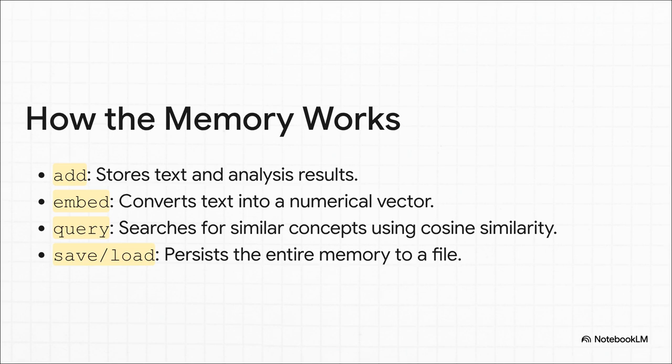So how does this memory even work? Well, it's pretty clever. When a new piece of information is added, it's first converted into a string of numbers. That's called a vector. This process is called embedding. And what this does is it allows the system to search its memory not by keywords, but by conceptual similarity. It can ask questions like, hey, show me other weaves that had a similar vibe to this one and get really relevant results. And it can even save its entire memory to a file so it can learn across different sessions.